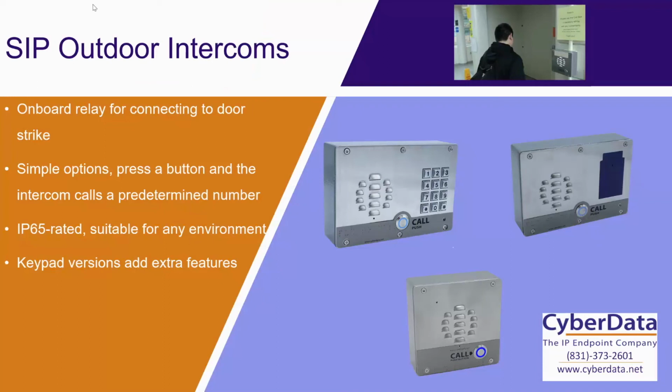Let's say their front door, their back door. It's going to call a ring group, and the first person that answers it can buzz somebody in. So you get that kind of base level capability there. All of our outdoor units are going to be IP65 rated, so they're good for just about any environment.